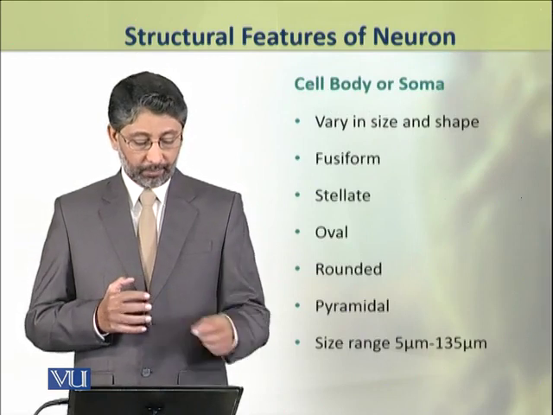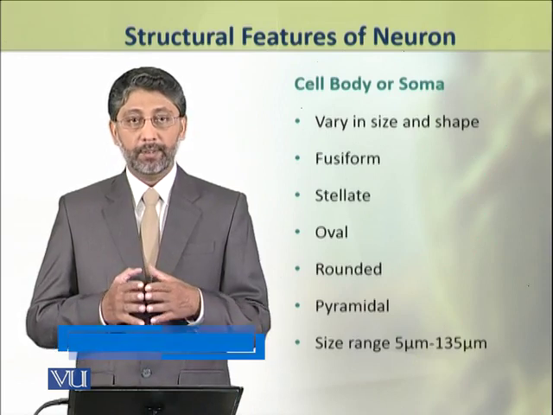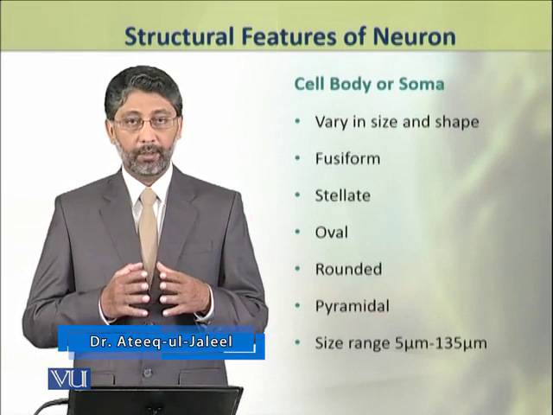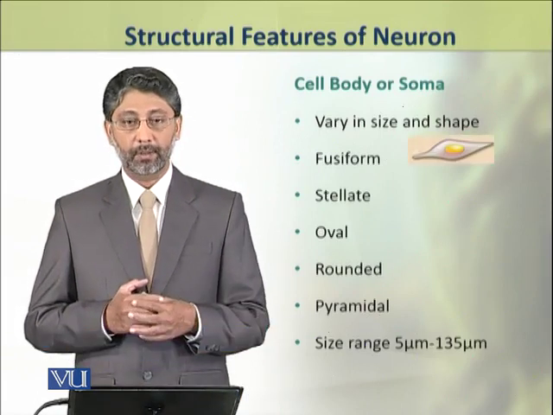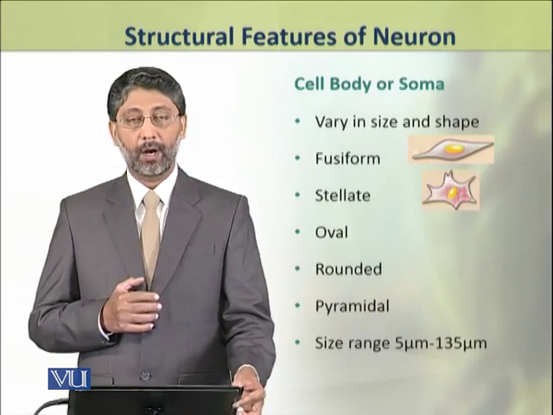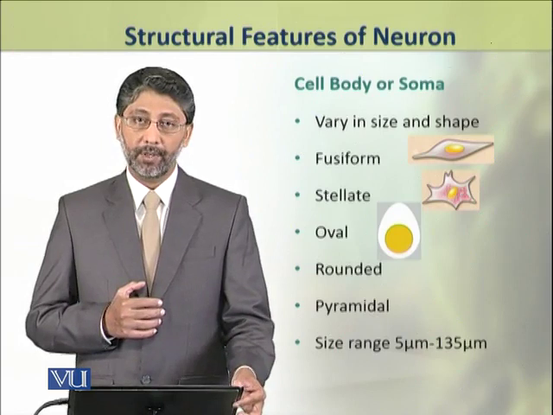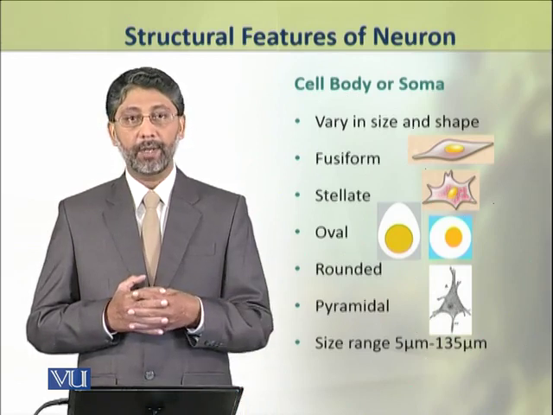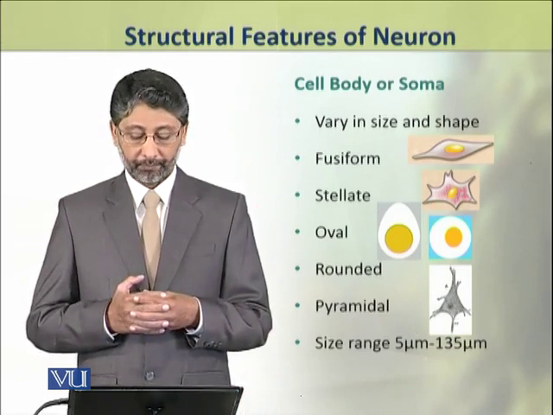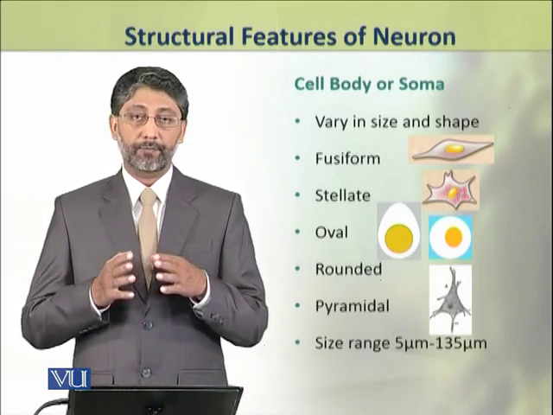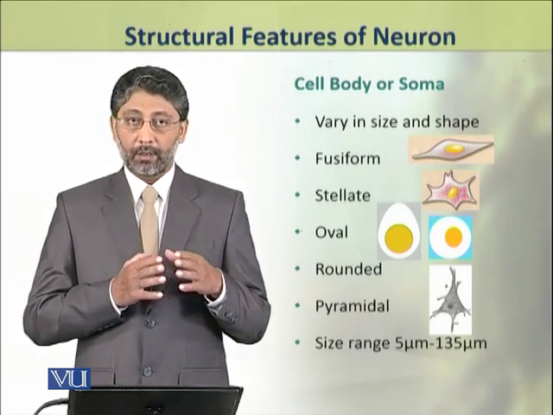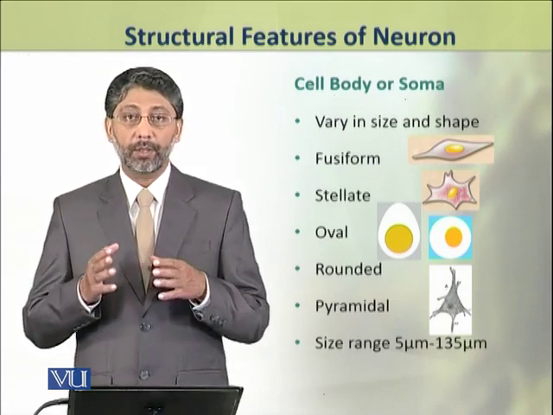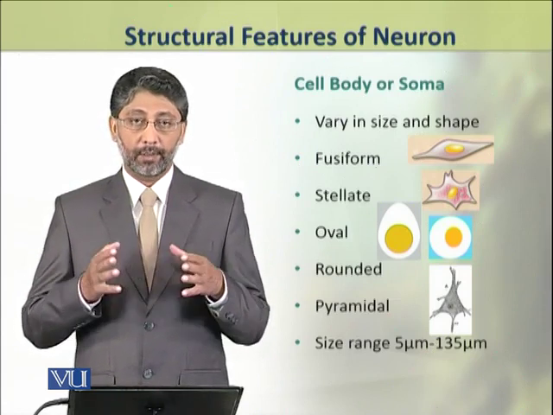The cell body or soma varies in size and shape in different neurons. It may be fusiform or stellate or oval and may be rounded in some neurons. Some neurons also have pyramidal shaped cell bodies. The size range of cell body is from 5 micrometer in small neurons up to 135 micrometers in larger neurons.